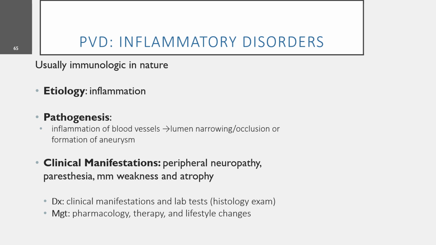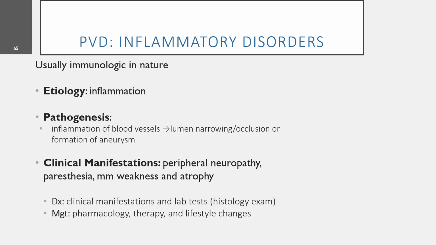Clinical manifestations include neurological symptoms like peripheral neuropathy, paresthesias, muscle weakness and atrophy. Systemic symptoms include fever, fatigue, weight loss, skin lesions, purpura, and ulcers. Organ-specific signs involve renal involvement and GI symptoms such as abdominal pain and bleeding.